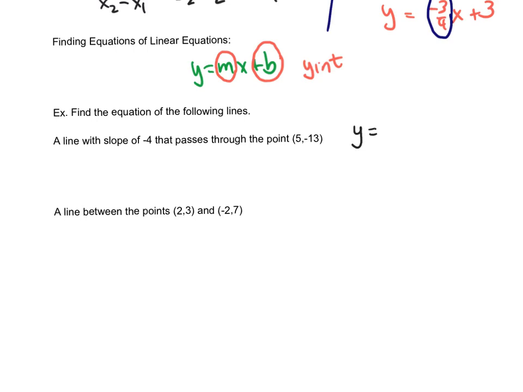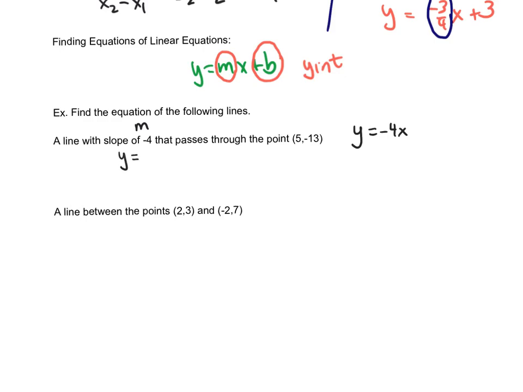So I know it's going to be y equals m. Well, if this is the slope, this is m. So it's going to be y equals -4x because it's mx, and now it's plus b. Well, (5, -13) is not b because y-intercepts are always 0 and some number. So this is not the y-intercept. So we're going to have to do a little bit of algebra to find its y-intercept.